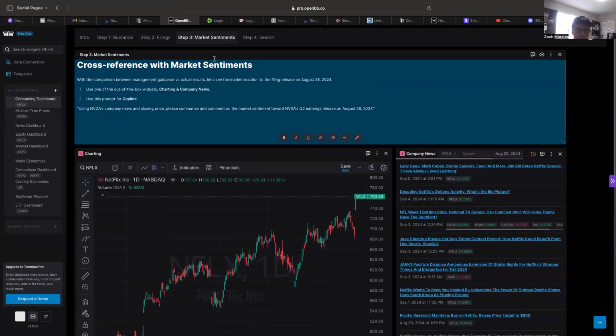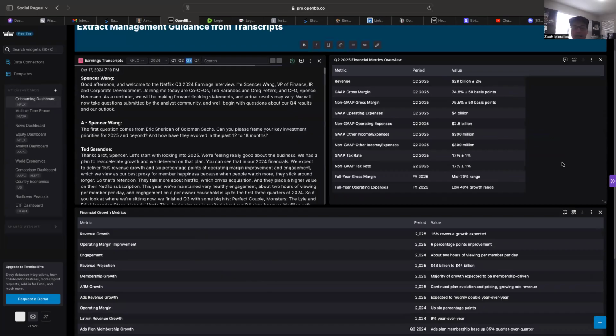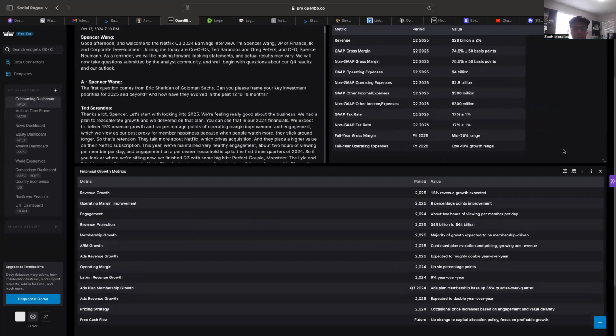But let's go ahead and take a look at some of the key metrics that they talked about. These are going to be the financial growth metrics we're looking at here. Now, revenue growth, they're looking at 15% revenue growth expected. They're looking for 6 percentage points improvement in their operating margin. And then engagement, they're looking at about 2 hours of viewing per member per day. Now, the revenue projection is going to be from 43 billion to 44.